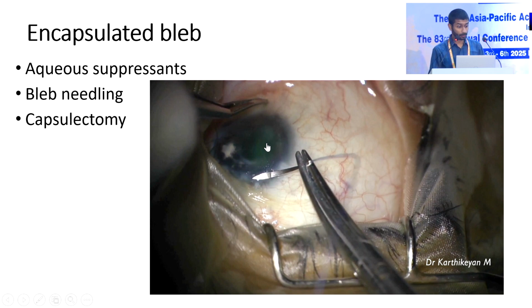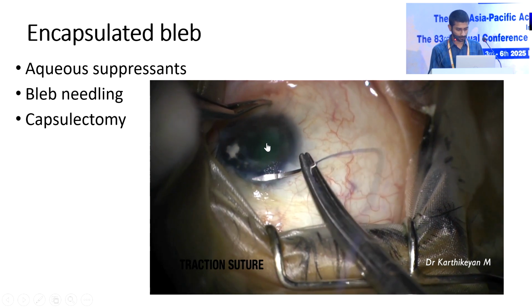So this is one of the most commonly encountered complications, that is encapsulation of the bleb. What can we do? In early cases, we can use aqueous suppressants for IOP control. If IOP is not controlled, then we can try needling. In needling, we insert a 26 gauge needle and try to wipe out the capsule. If multiple needling attempts fail, then we have to proceed with capsulectomy.